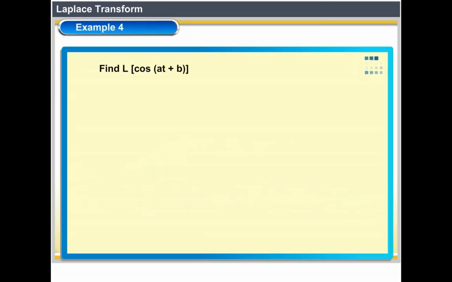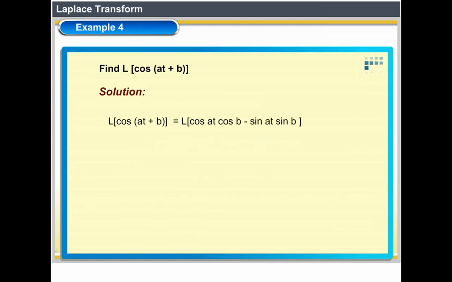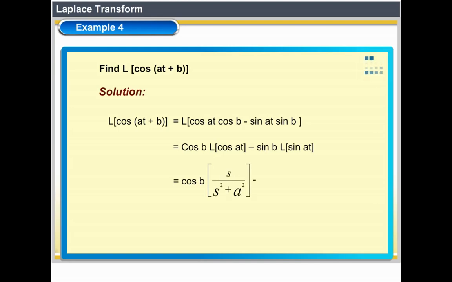Example 4. Find L of cos of (at plus b). Solution: L of cos of (at plus b) equals L of cos at into cos b minus sin at into sin b. Here we used the formula cos(a plus b) equals cos a cos b minus sin a sin b, equals cos b into L of cos at minus sin b into L of sin at, equals cos b into s divided by s square plus a square minus sin b into a divided by s square plus a square.